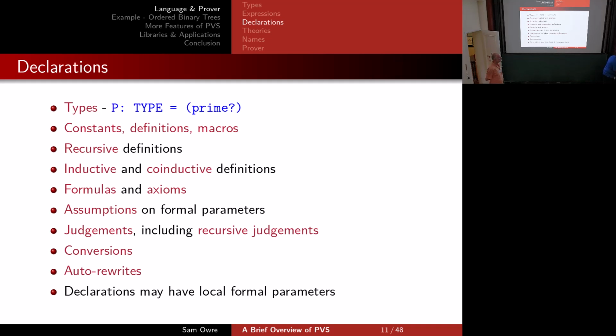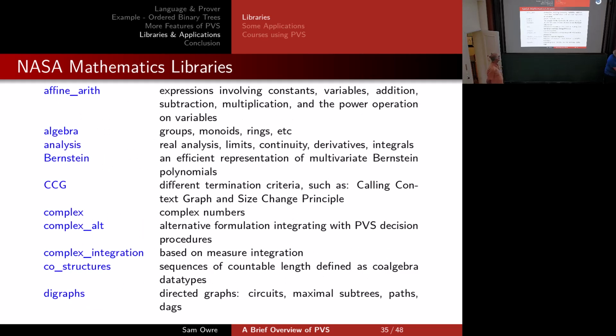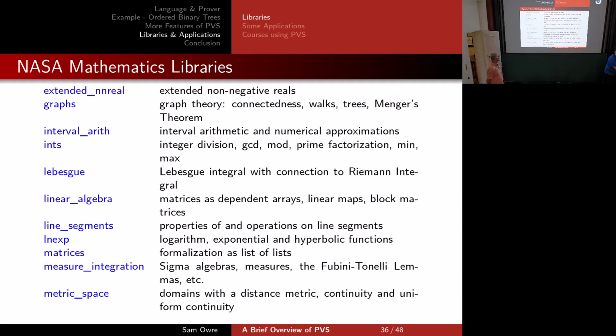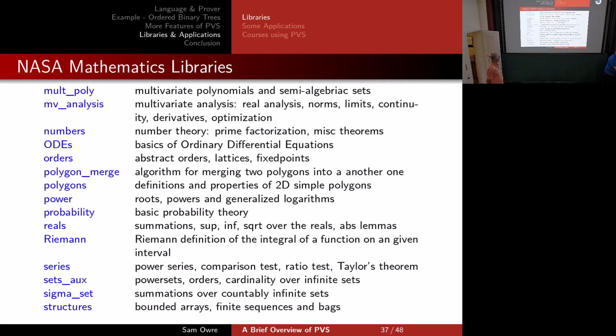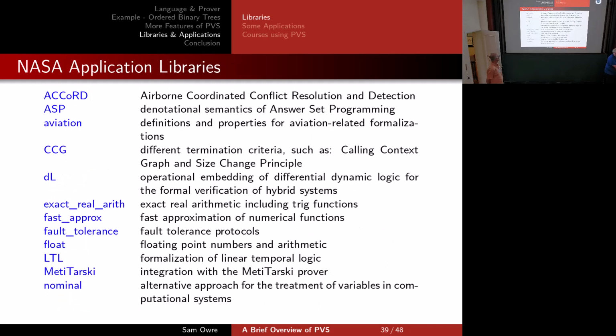And I'll just do one more slide at the end. There's lots here. So NASA has a bunch of libraries. This is the starting list of their mathematics libraries. It continues, and then I separated out the application libraries. These are the current ones in their NASALib version 8 that you can get.